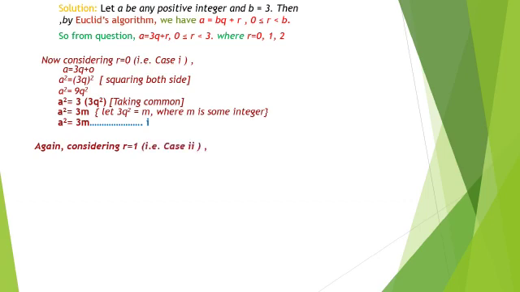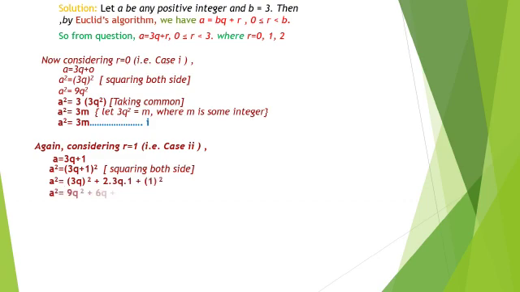So again considering r is equal to 1, this is case number 2. According to Euclid's algorithm we will place a is equal to 3q plus 1, where 3 is b and here r is 1. Now we will square both sides. We are squaring in these cases because in the question they have asked us about the square of any positive integer. While squaring we have to keep one thing in mind, that for a plus b whole square we have to use the formula.